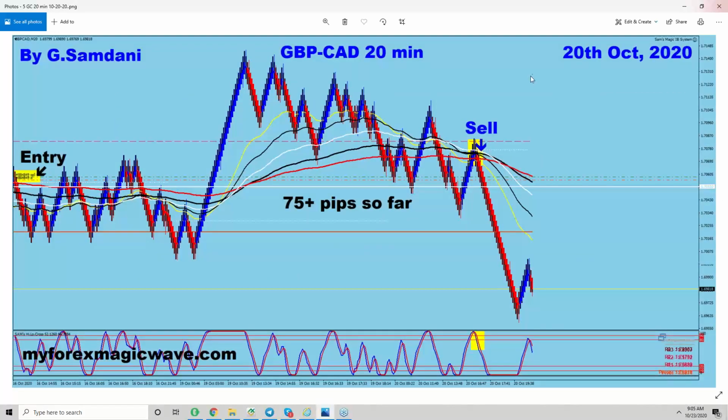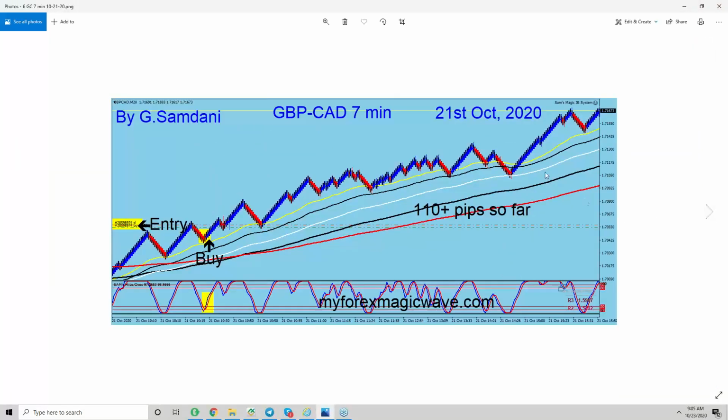Okay, so next day on the 20th, pound CAD short entry, by the book entry, sell order here, all the way down 75 pips, and this is on the 20th. That was the only trade, and on the 21st, a lot of them.